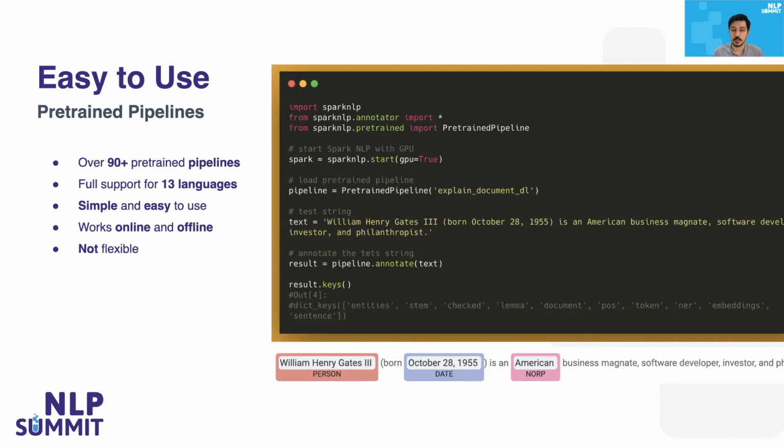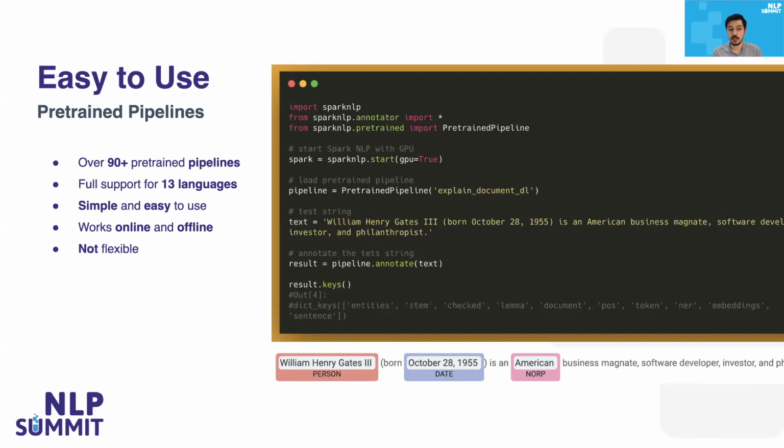You start SparkNLP, and as I told you before, the GPU is super easy. It's just one parameter. If you're on Google Colab, for instance, you select GPU as a runtime and you say GPU true, and you just call the pre-trained pipeline by the name and you just annotate it. And it's that easy. The caveat with the pre-trained pipelines is that they're not flexible.